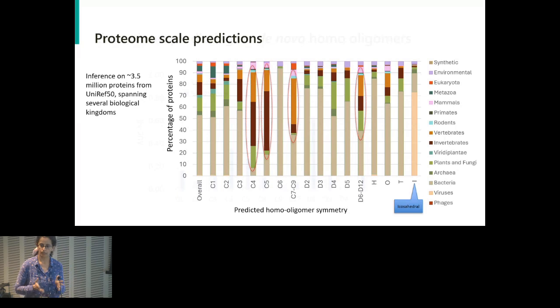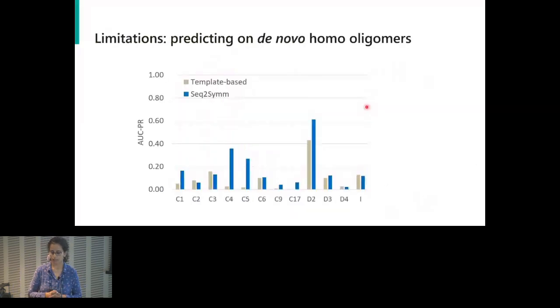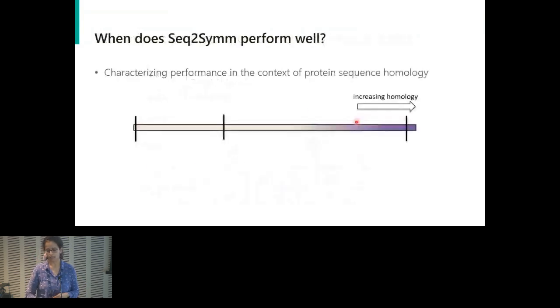Coming to the limitations of this approach, we find that Sig2Sim performs very poorly on de novo homo-oligomers. As you can see here, the average AUC-PR is around 0.18 compared to 0.47 that we see on the PDB dataset. The template-based method also performs poorly, but it matches our approach in some of the classes. This leads us to ask, when does a model like Sig2Sim, which is based on sequence only and on a protein language model, perform well?